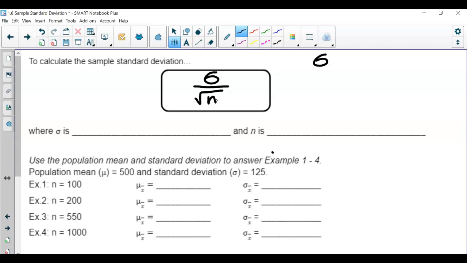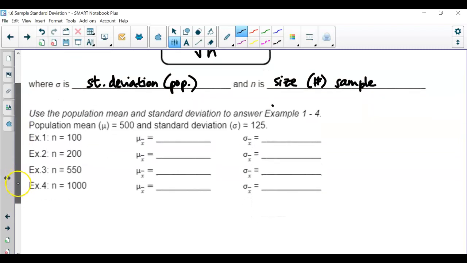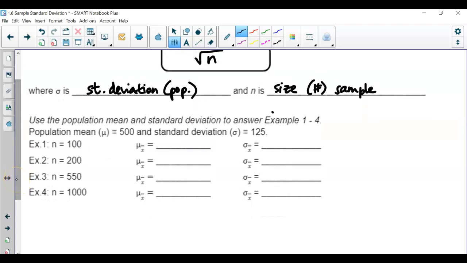So again, our sigma here is still going to represent standard deviation, just a reminder, from the population. And n is the size or number from the sample. That information will always be given to you. So just to practice using the formula, let's go ahead and do these few examples. We are going to be using the population mean of 500, and the population standard deviation of 125. So we're just going to practice changing that value here.